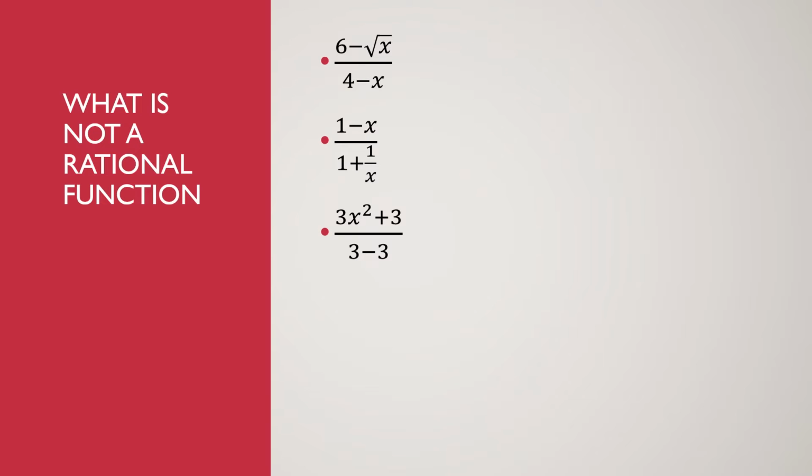The first example is not a rational function because a square root of a variable is not allowed. The second example is not a rational function because 1 over x is not allowed in polynomials. The third example is not a rational function because 3 minus 3 equals 0, and rational functions cannot be divided by 0.